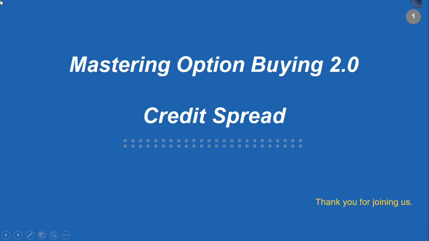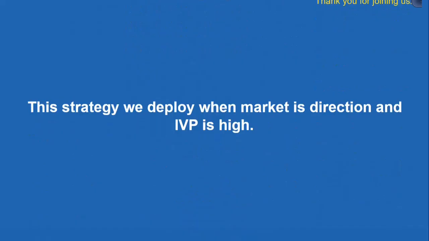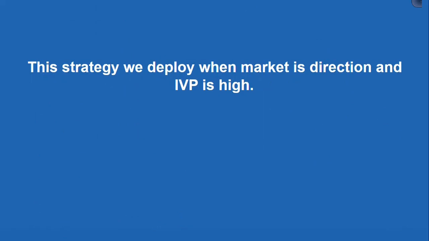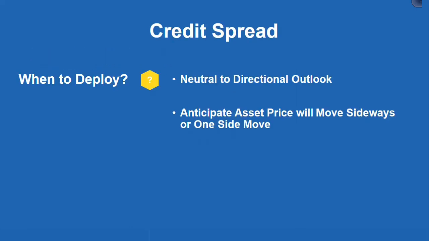Alright guys, in this video we will discuss the credit spread. We deploy this strategy when market implied volatility is high and the market is neutral to direction outlook, anticipating that the asset price will move sideways or in one direction. In that case, we deploy this strategy.